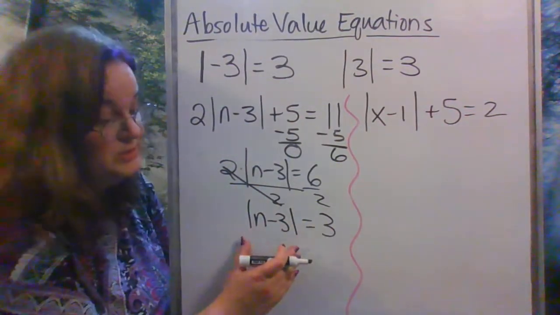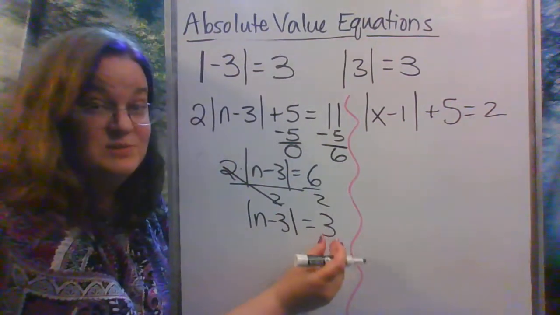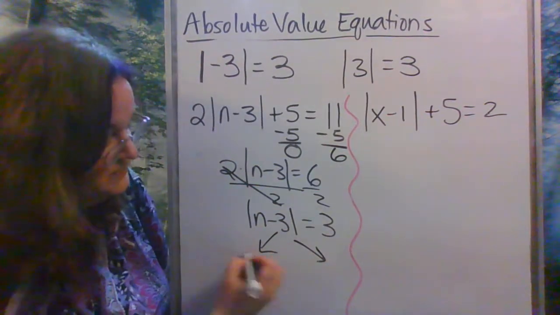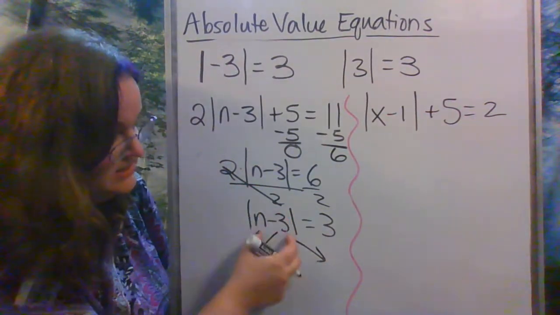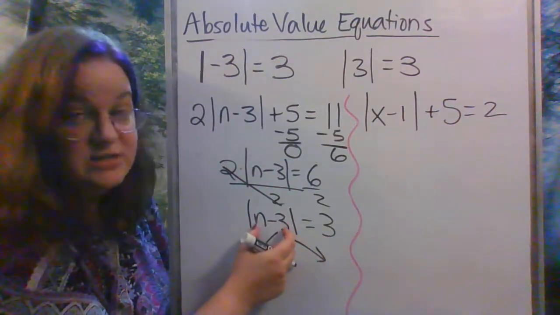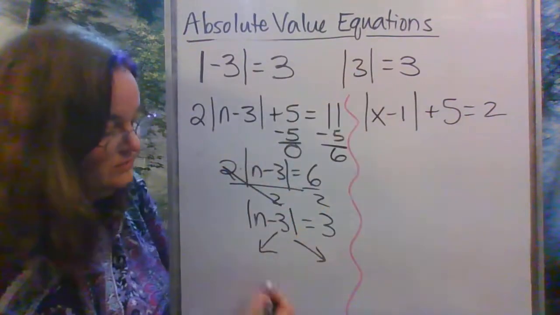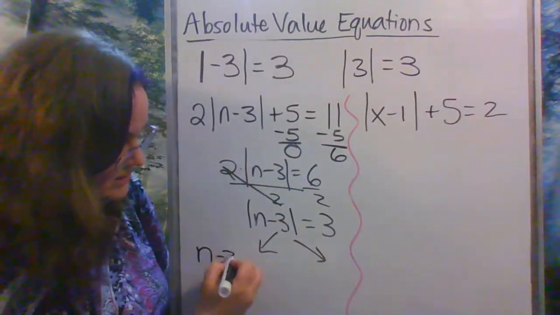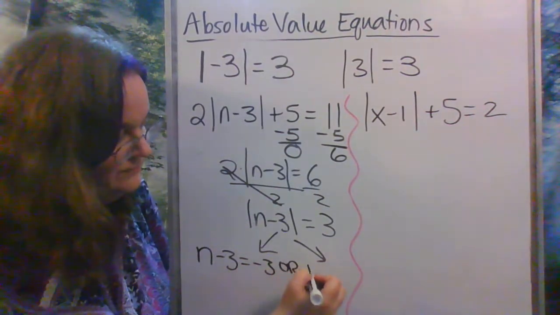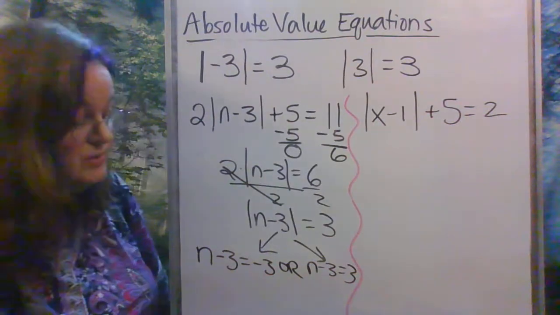This is where I'm going to look at this side. Is it a positive number? Yes, that means I can solve it. So I'm going to split it into 2 pieces. So remember that this inside can come out to a 3, or this can come out to negative 3, because both of negative 3 and 3 are going to have an absolute value of 3. So I look at those 2 possibilities. So n minus 3 can equal negative 3, or n minus 3 can equal 3. And I'm going to solve both.